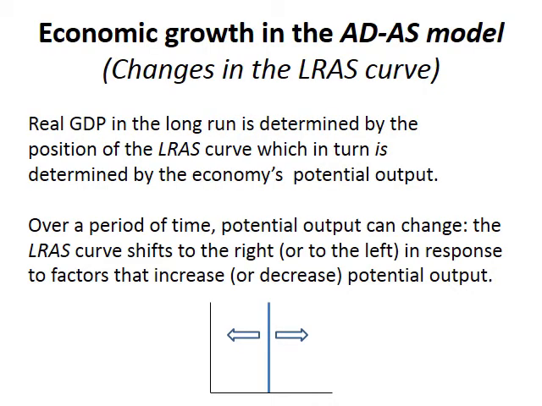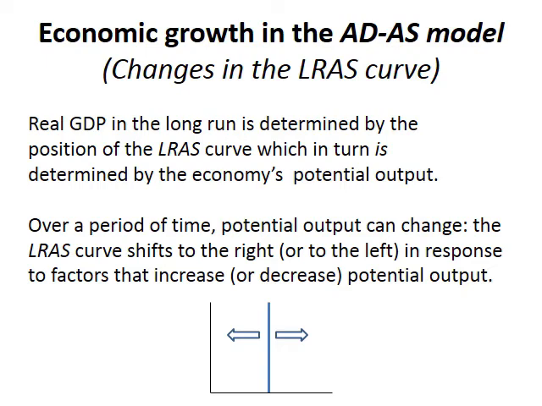Okay, economic growth in the AD-AS model. Unlike the PPF model where the PPF would shift outwards, we're going to have changes in the LAS curve. It will shift to the right or to the left depending on whether we have economic growth or whether this has been diminished. Real GDP in the long run is determined by the position of the LRAS curve, which is determined by the economy's potential output. So again, using all of their resources efficiently.